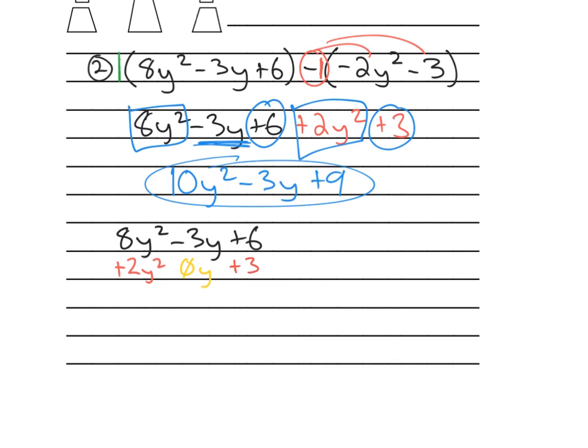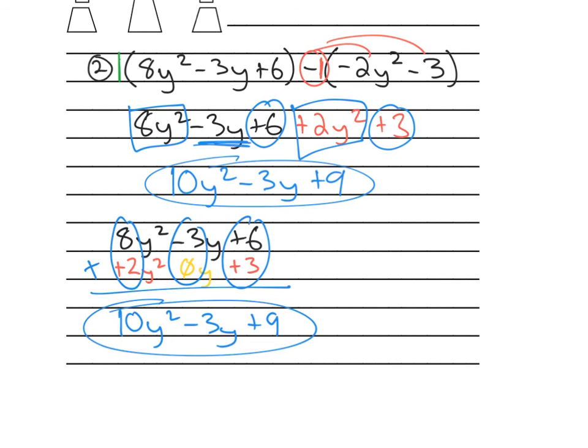After we do that, we combine our coefficients by adding these numbers. 8 plus 2 is 10, y squared. Negative 3 plus 0, negative 3y. And 6 plus 3 is 9. Same destination, different way getting there.